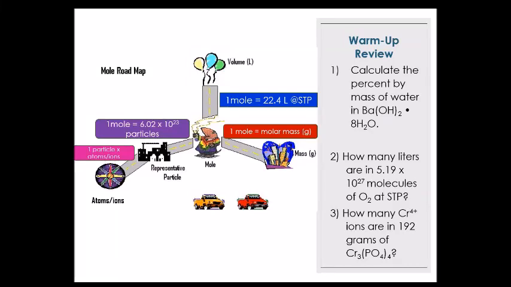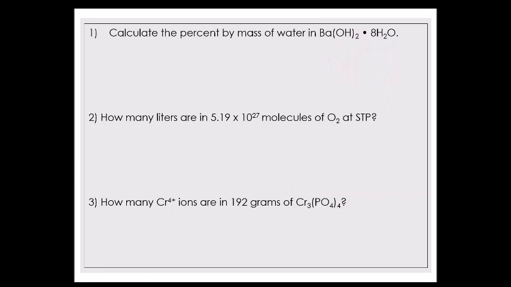So looking at review problems, going over percent composition first, which is this first one, calculating the percent by mass of water in the barium hydroxide octahydrate, that's what that's called. Then we're going to look at these two that are conversion ones using our lovely mole map. So I designed them to be able to flow a little bit better on this page.